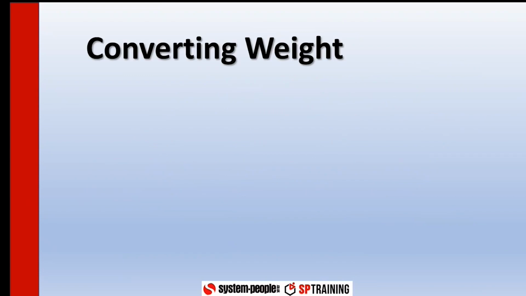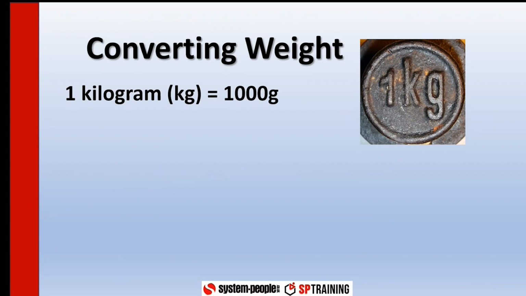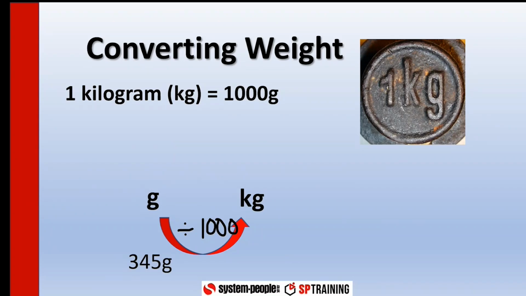So that's our length. What about our weight? Well, we here have got 1 kilogram or 1 kg, which has got 1,000 grams in it. So there's our 1 kilogram weight. We've got 1,000 grams in it for each kilogram. So like the length, when we're changing grams into kilograms, we're going to divide by 1,000. So if I've got 345 grams, divide it by 1,000 and I'll get 0.345 kilograms.